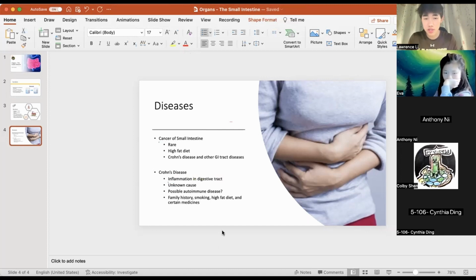But basically Crohn's disease is inflammation in the digestive tract. It could be because of, like I mentioned earlier, smoking or high fat, but it could also be an autoimmune disease where the body's immune system attacks itself and mistakes something in the small intestine for a foreign substance, and it goes into attack mode. It attacks the body's own small intestine, and that leads to inflammation and eventually Crohn's disease.